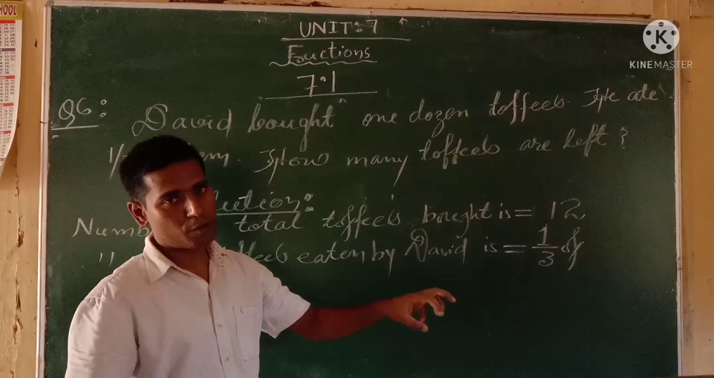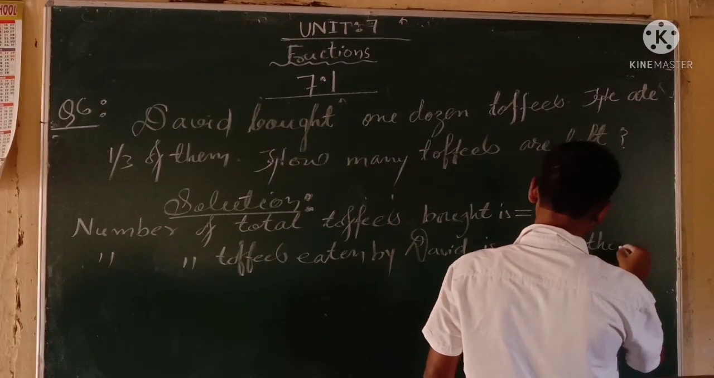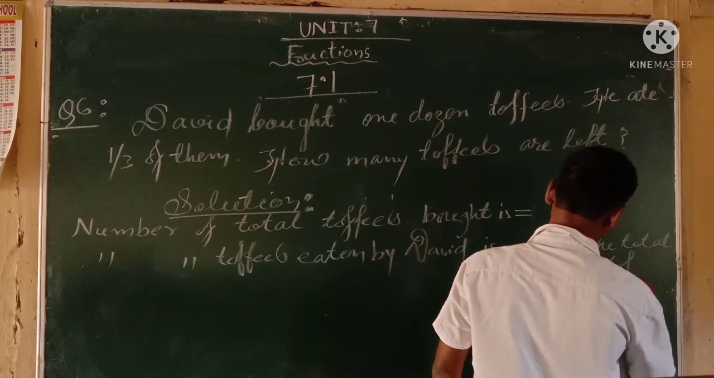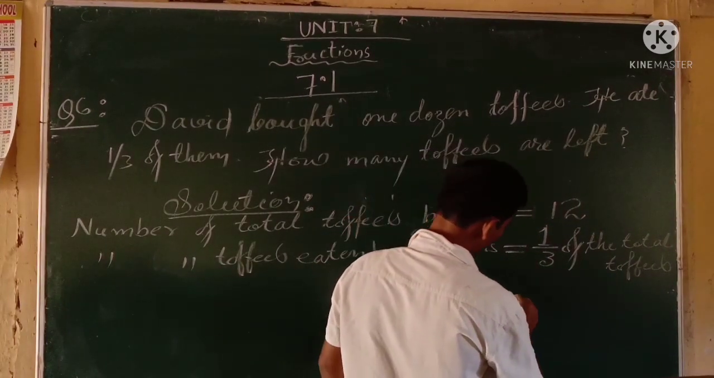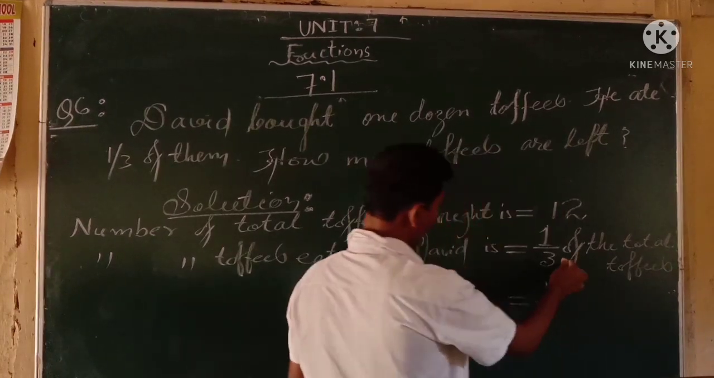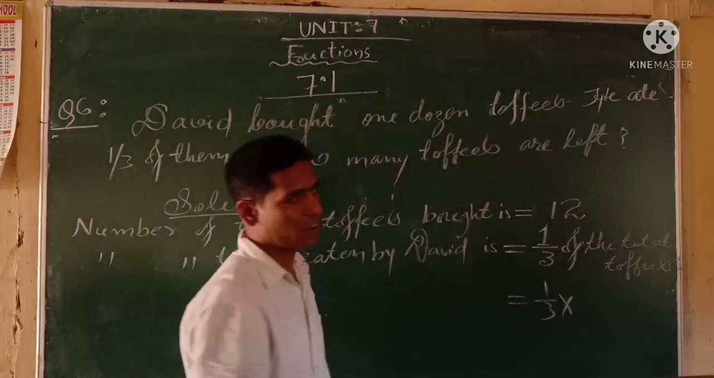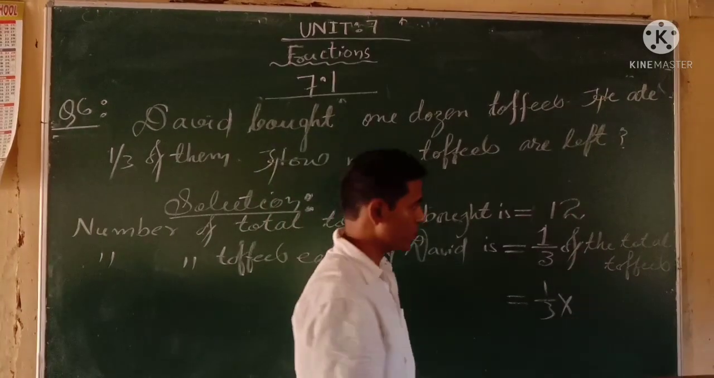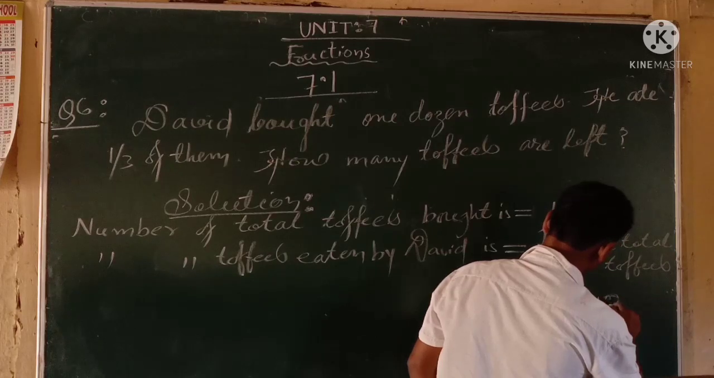1 by 3 of the total toffees. Is it? Okay. Now equal sign should be right below equal sign. Then 1 by 3 of. You know of means into. So of will be replaced by into. And the number of total toffees, we already have got 12 toffees. In place of the total toffees, we'll write the value that is 12.